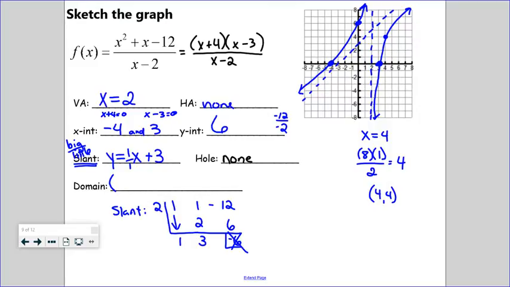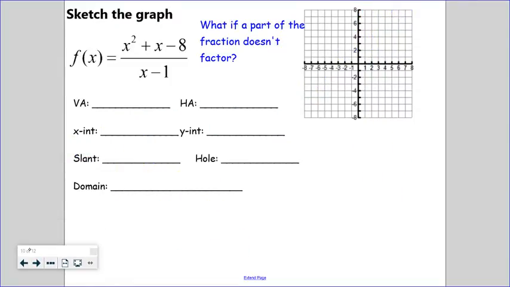Yep. Our domain, our only domain restriction was x cannot equal 2, which is where your vertical asymptote is: -infinity up to 2, and 2 to infinity. All right, I have 2 kind of unique cases. We may or may not work through the whole thing here.